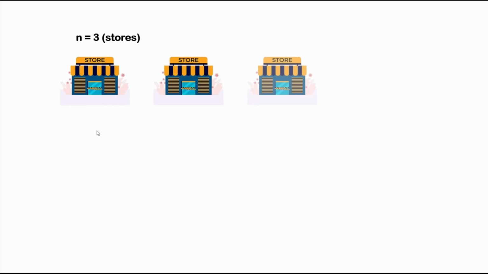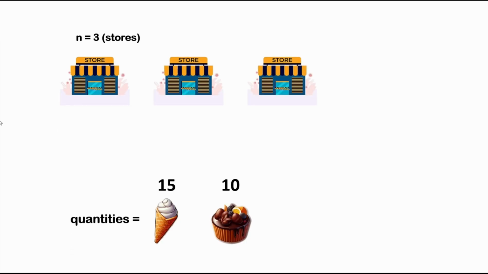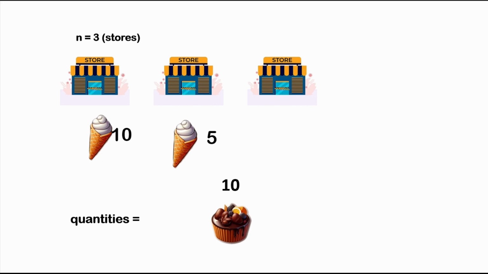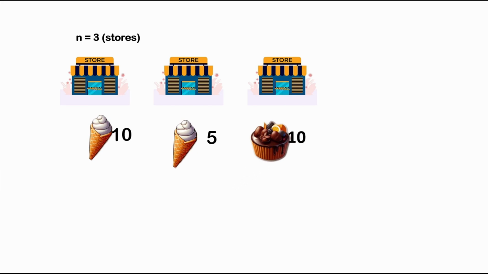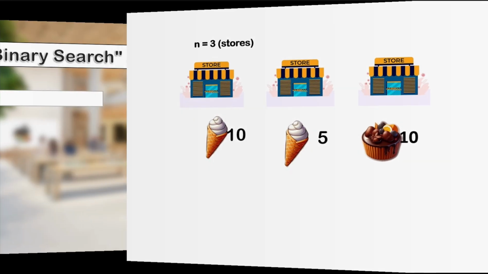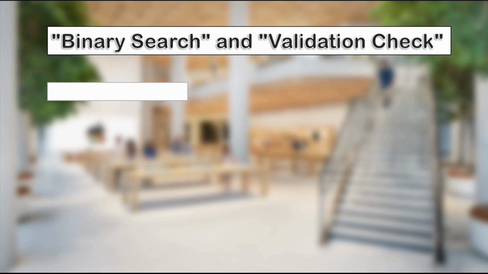For example, if n equals 3, representing stores, and quantities, which are product types, are 15 and 10, the first product type has 15 items, the second has 10 items. One possible distribution is store 1 gets 10 products of type 1, store 2 gets 5 products of type 1, and store 3 gets 10 products of type 2. Here the maximum number of products any store has is 10. But can we do better? That's the question. This is a classic optimization problem to find the smallest possible x.